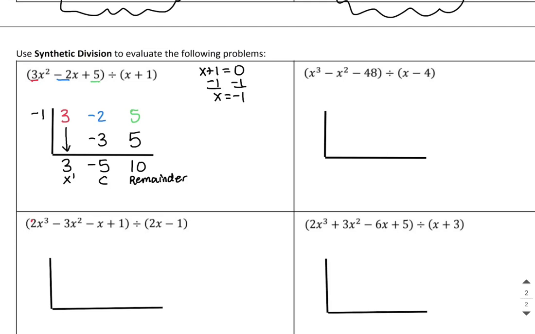So this is the coefficient for x. So I really have 3x, and this is just the constant, -5, plus a remainder of 10. So I have a remainder of 10, which means I still have to divide 10 by x plus 1. And this is my answer.